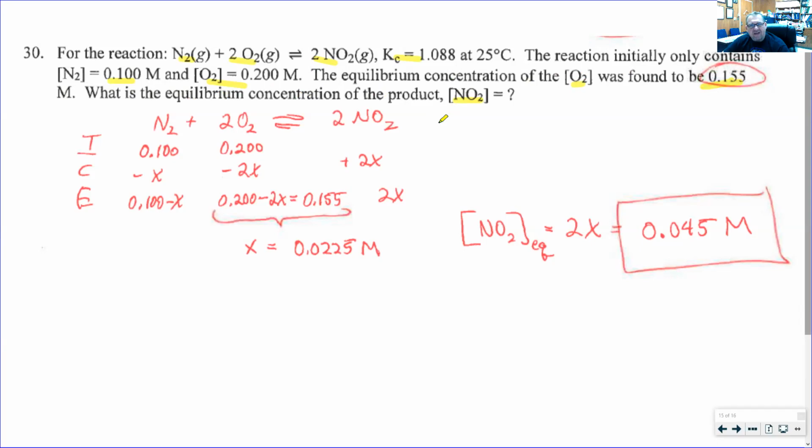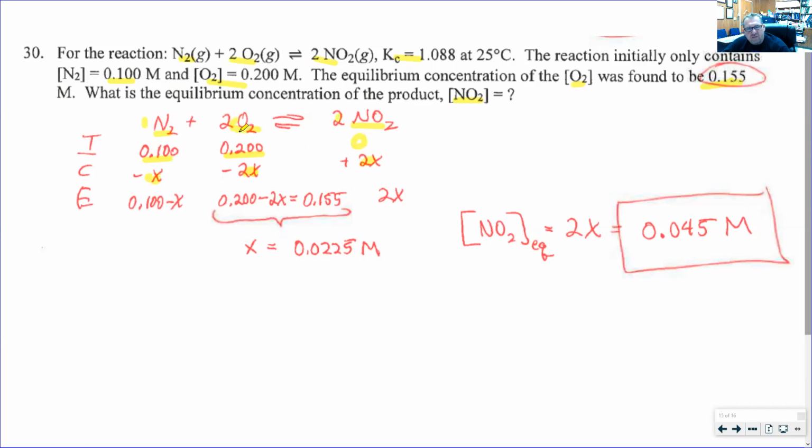So this is kind of an ICE problem, but you didn't have to solve for K because the equilibrium concentration is actually given to you. So you had to just set the ICE up and then solve for the X to find out what the equilibrium concentration of the one reactant was. Okay, so reactant 1, reactant 2, product, the initial concentration of the N2, the initial concentration of the O2. There's initially none of the NO2. So minus X, minus 2X, plus 2X, because it's 1 to 2 to 2 stoichiometry.